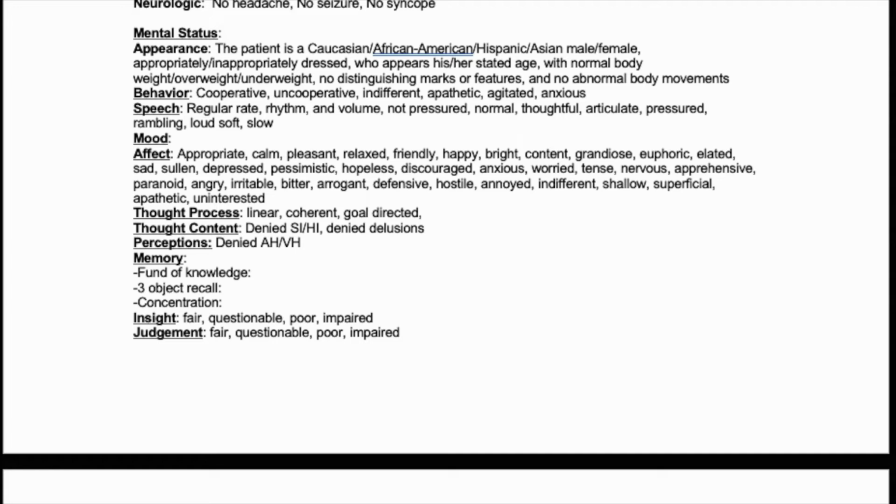So let's dive into this mental status exam and chat a little bit about what we're doing here. So appearance, very self-explanatory. You're looking to describe prominent features of the patient's appearance that would help another clinician to understand a little bit more about why you're thinking about a particular diagnosis or what your thoughts are on this patient.